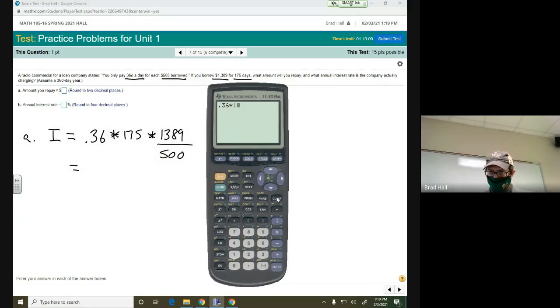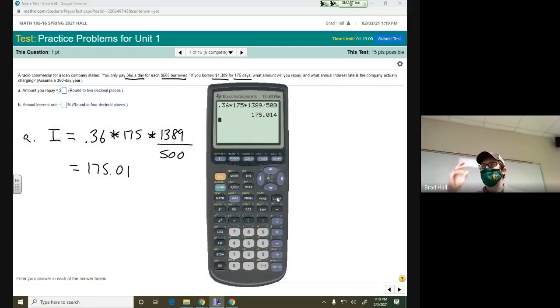And then 0.36 times 175 times 1389 divided by 500. And what we get, we're going to round to 2 decimal places, 175.01. But this is not the answer for part A. Tempting to put it because we just completed a sequence of steps and we got an answer. So naturally, we're inclined to put that answer in.